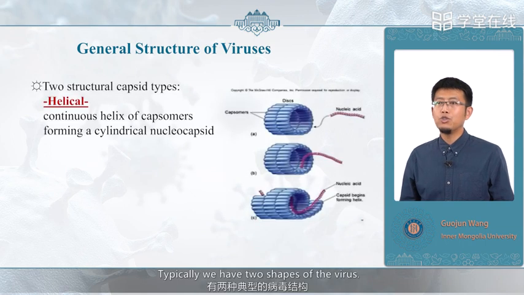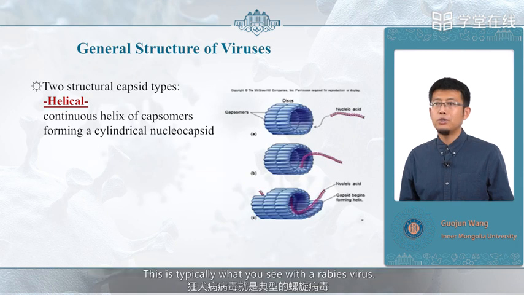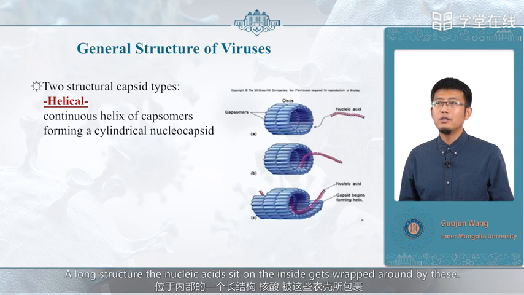Typically, we have two shapes of virus. We have the helical virus, in which capsomeres wrap around to make a helical shape or rod shape. This is typically what you see with the rabies virus. So this gives you an idea of the shape it makes: a long structure where the nucleic acid on the inside gets wrapped around by this capsid.